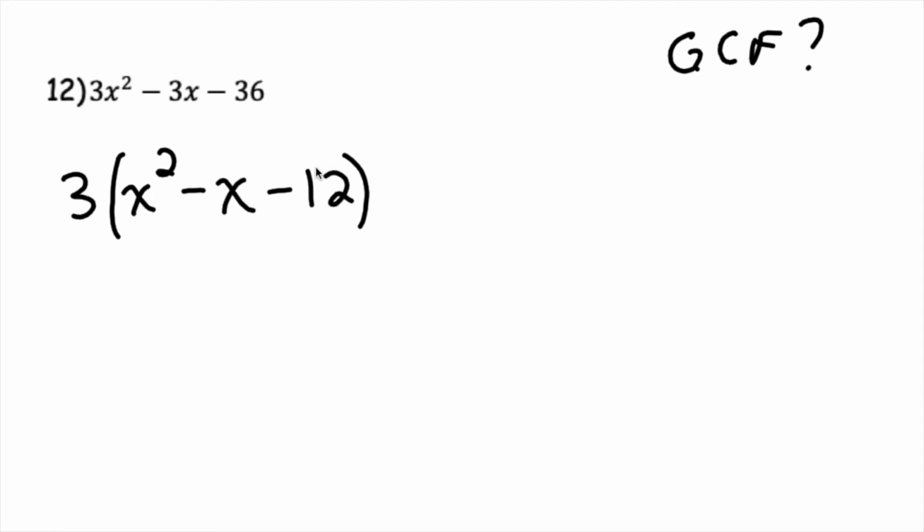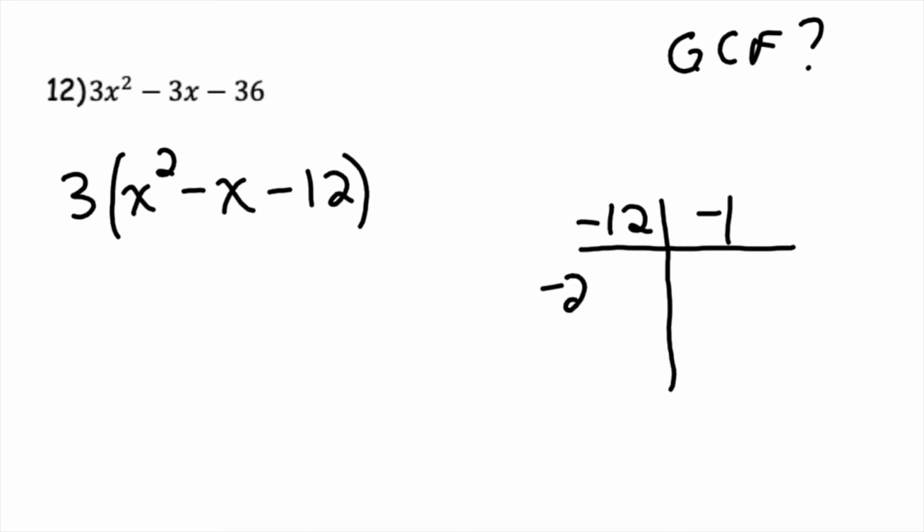Next, this is a trinomial, so we set up our table. So negative 12 and negative 1. Now, we're trying to multiply two numbers to get negative 12, so that means one positive and one negative. So like negative 2 times 6. Well, negative 2 plus 6 gives us 4, so that is wrong.